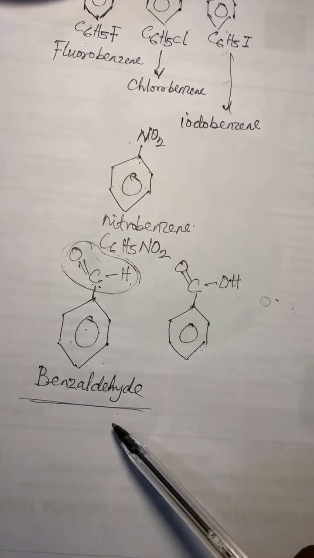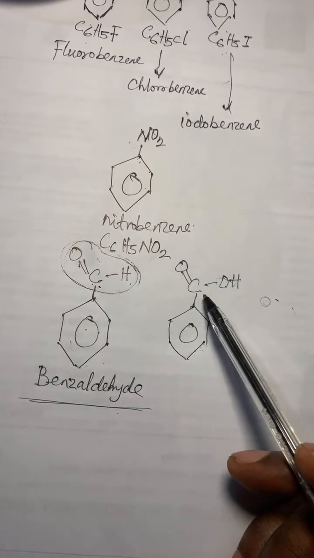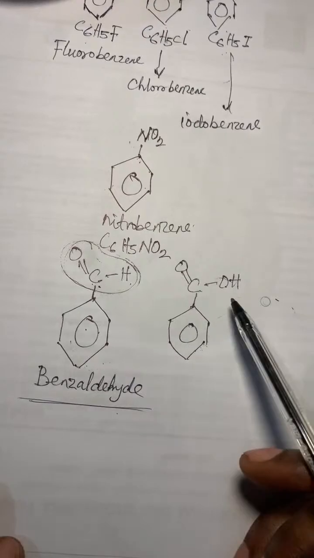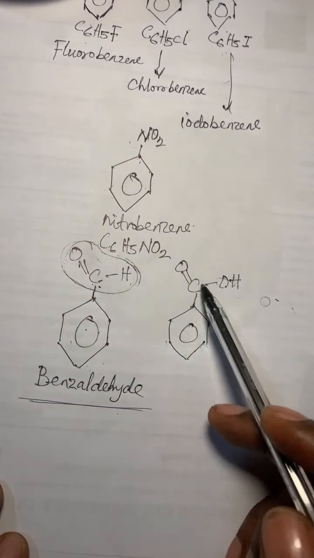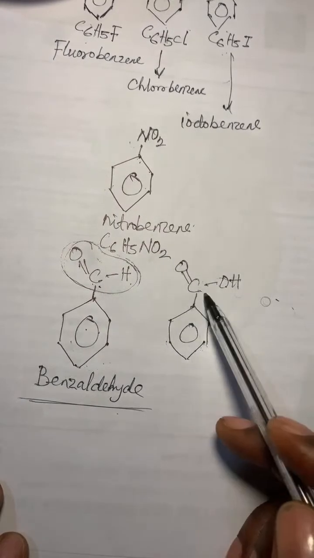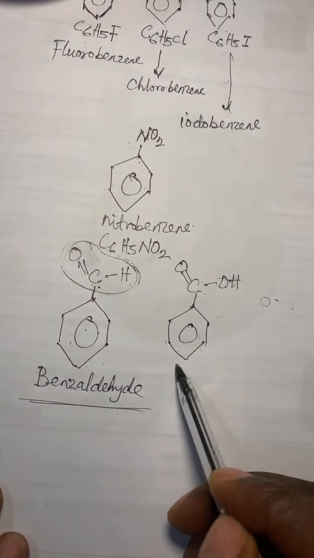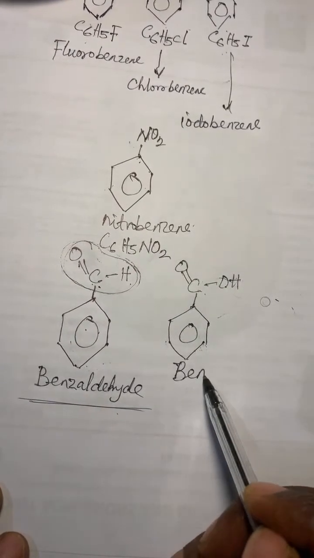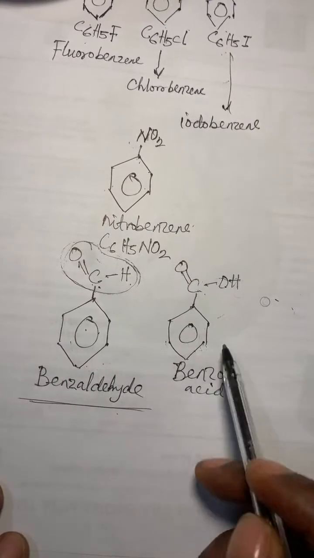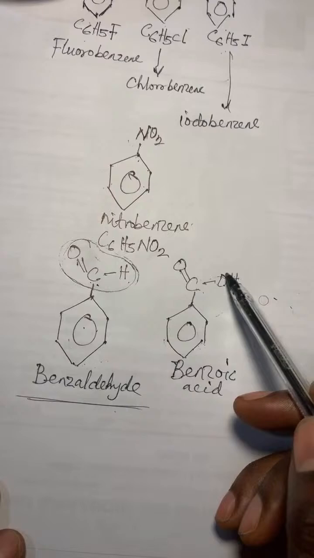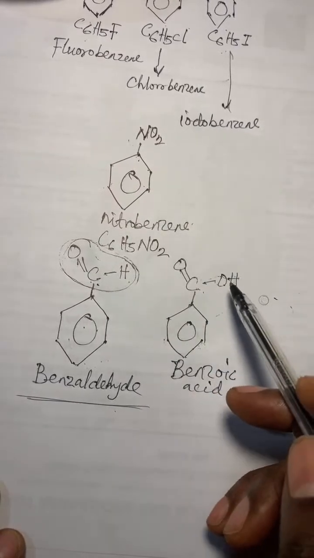Okay. So what about this one? This one is simply what we call benzoic acid. Whenever you have a benzene ring with a carbon atom attached to it, double bonded with oxygen and an OH group, then exactly the name you should give it is benzoic acid. One special thing you should know about this is that it is a carboxylic acid.